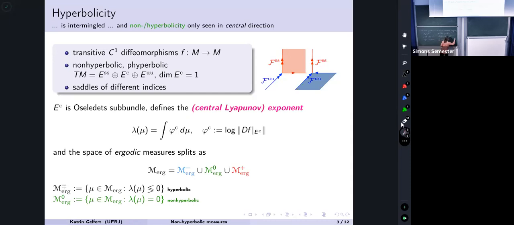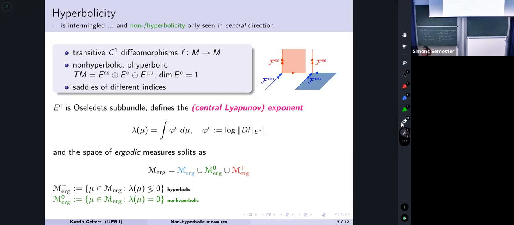What is this value? So how big is the hyperbolic part which has exponent close to zero? Okay, so these are all three reasonable questions you may want to answer in order to quantify how much non-hyperbolicity is in your system.